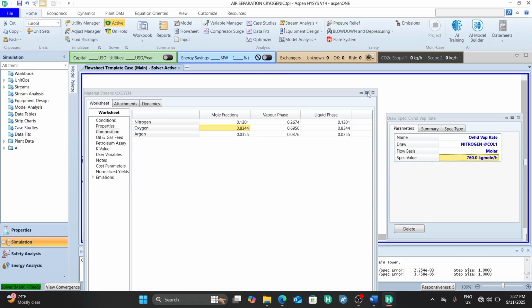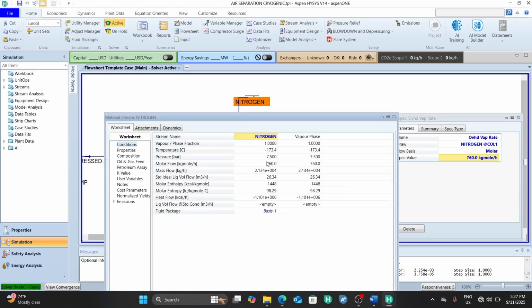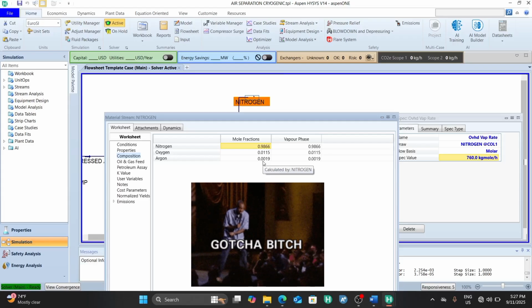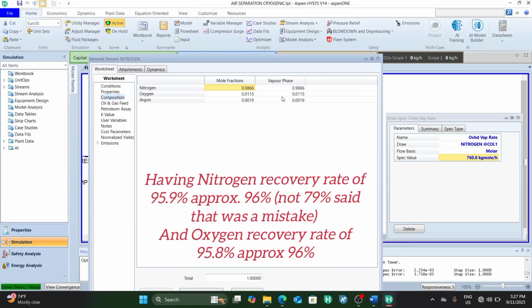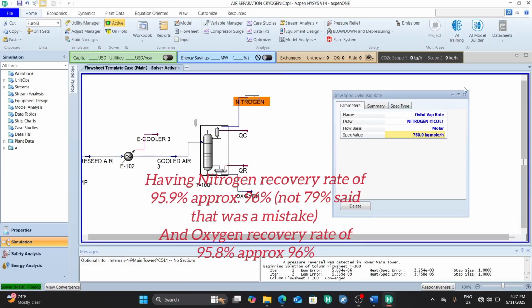So let's check our nitrogen, hopefully it works out. Hopefully 760 and 98.6. So 0.9866 multiplied by 760 gives us 749.816 all over 781 multiplied by 100 gives us 96. Finally, we are on spec. Currently having a 96% recovery rate for our nitrogen and about 95.8% recovery for our oxygen.